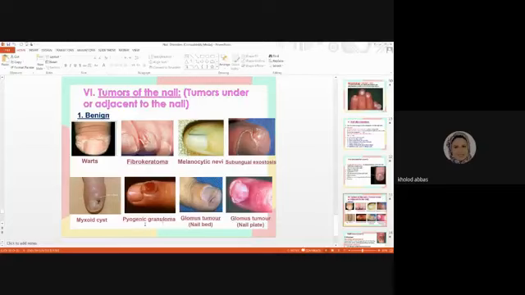Pyogenic granuloma, PG, is a vascular tumor. It could occur after trauma anywhere, but if the trauma involved the nail matrix or the nail bed, it could cause development of pyogenic granuloma. Glomus tumor of the nail bed, and glomus tumor of the nail plate.